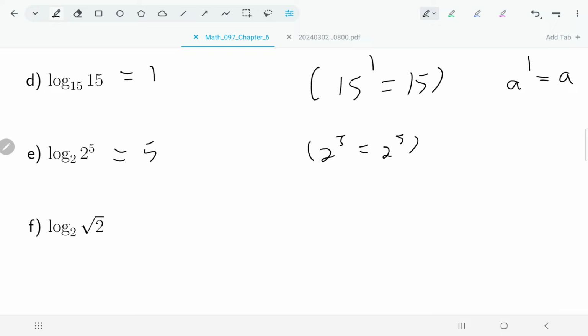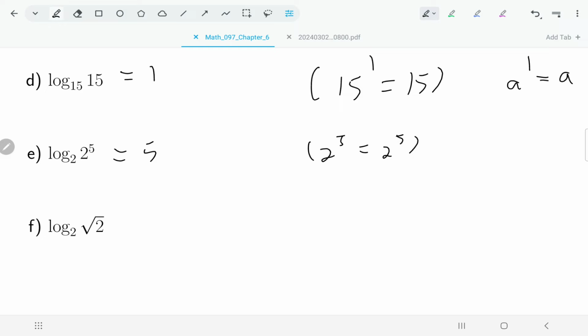And of course, we could imagine doing other powers as well. If I'd said log base 2 of 2 to the 6, the answer would be 6, because 2 to the 6 is 2 to the 6. Or if it was log base 2 of 2 to the anything, it would be that anything, because whatever power we were given, it's 2 to that power.